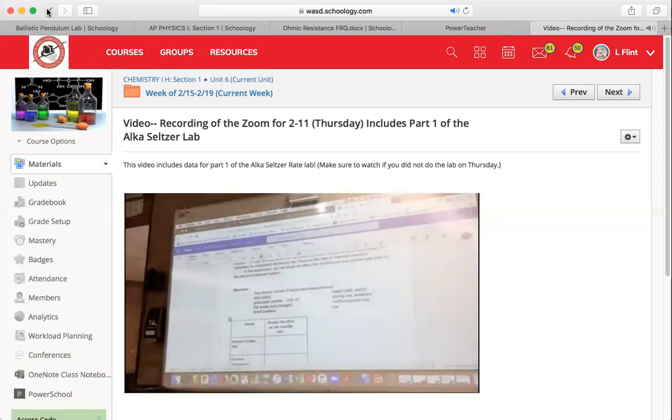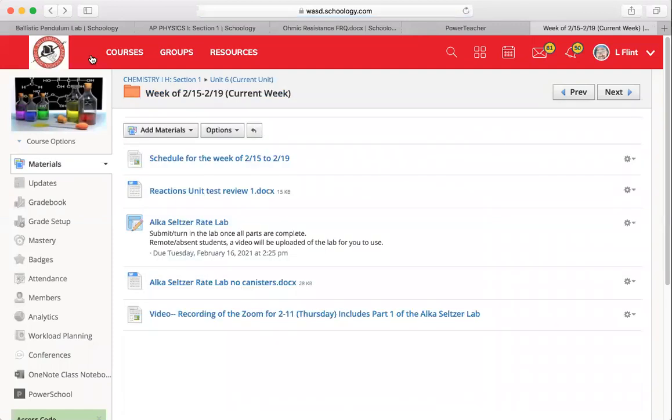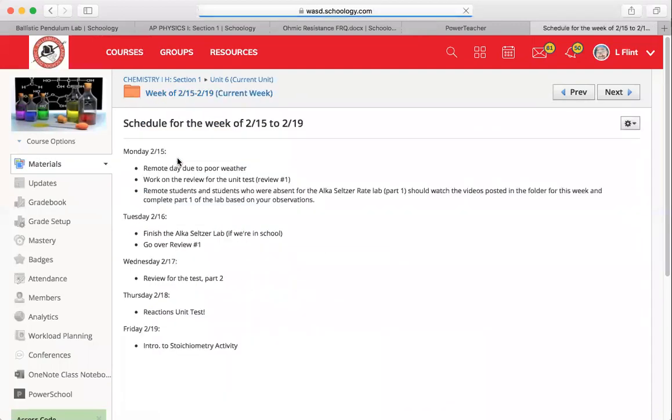All right, so here's the plan for today. In the folder for this week, let me get back to it, you'll find the schedule for the week. So today we got a remote day. There's a review that's in the folder for this week. There's going to be two parts to the review. So the tentative preliminary plan is that if you didn't do the Alka-Seltzer Rate Lab, you can watch the video for that and work on that. You can also work on the review for the test.